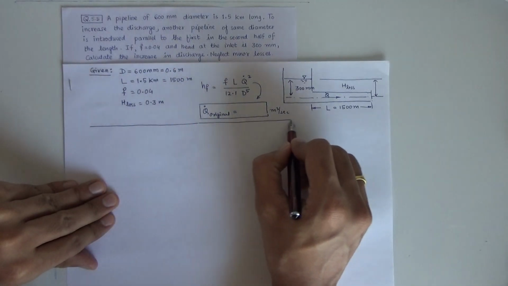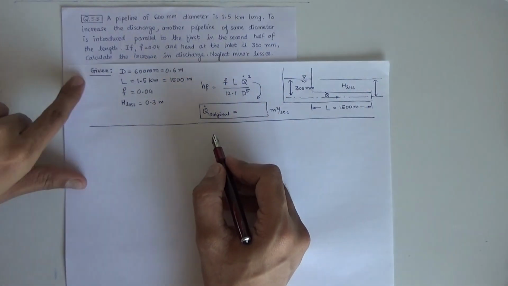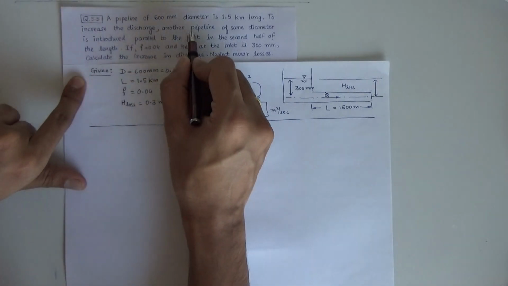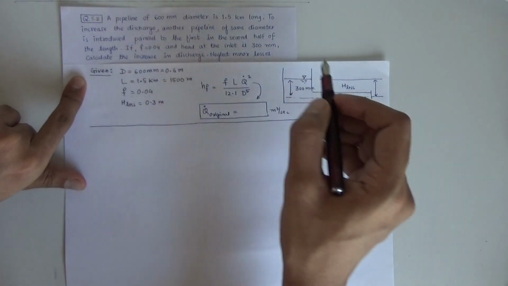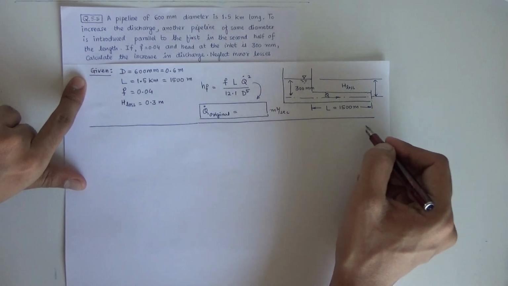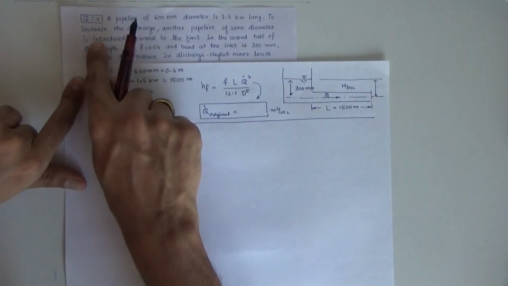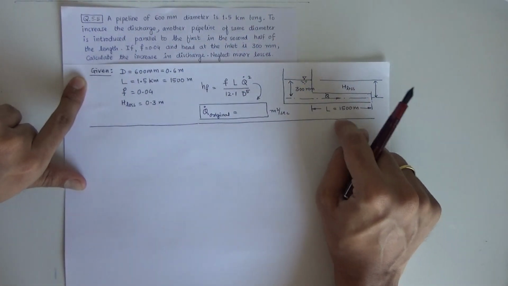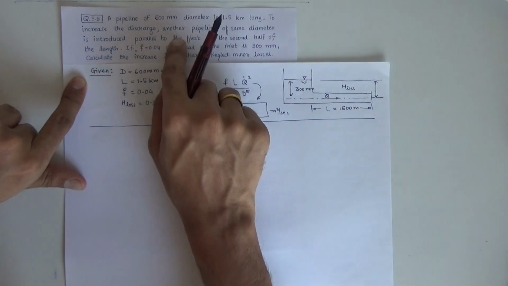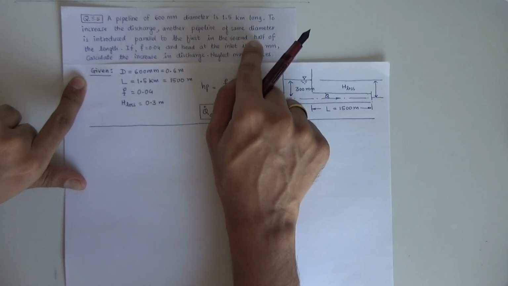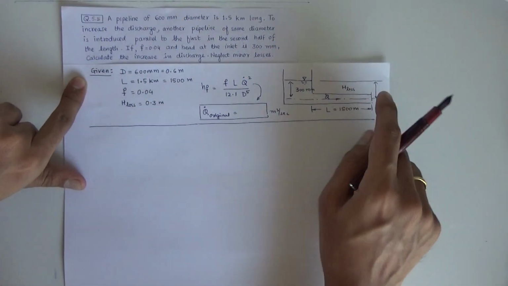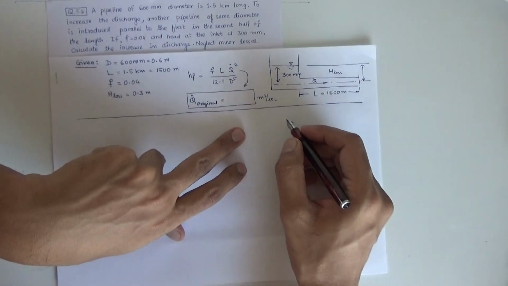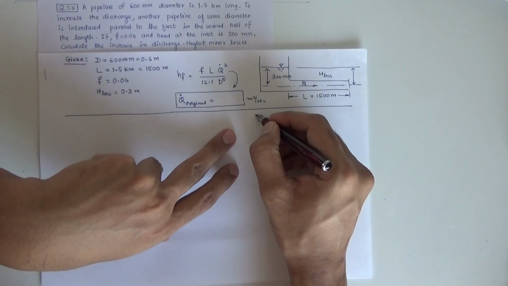Now what they have modified in this problem: to increase the discharge, another pipe of the same diameter is introduced parallel to the first. Means what? The another pipeline will be parallel to this first, but in the second half of the pipe length. In the second half of the length means what? The arrangement, if you could figure out, I will draw the diagram.